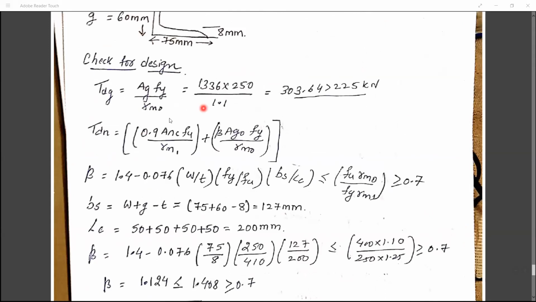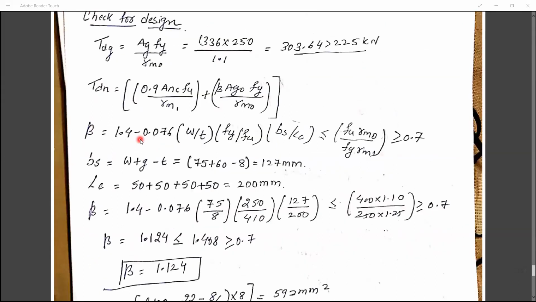You can find this formula on page number 33 or 32, clause 6.3 maybe. 0.9 ANC Fu by gamma m1 plus beta times Ag naught Fy by gamma m naught. See, the beta formula is 1.4 minus 0.076 W by T, Fy by Fu, Bs by Lc, which is less than Fu by gamma m naught, Fy by gamma m1, which is more than 0.7. So what is our Bs? W plus Wt minus T. Go to the code book, figure number 6, page number 33.